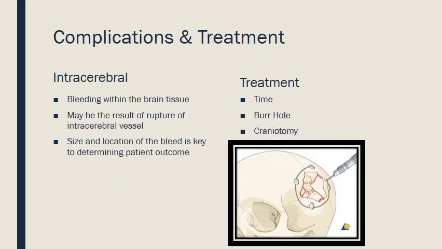Other complications include intracerebral or intraparenchymal hemorrhage, and that's bleeding within the brain tissue itself, and that can be the result of rupture of intracerebral vessels. Size and location of the bleed is key to determining patient outcomes. So the bigger the bleed, the worse off the patient is. Treatment, again, depends on the complication. Some we let time manage. They may do burr holes, or they may have to have a craniotomy to remove the area of injury.